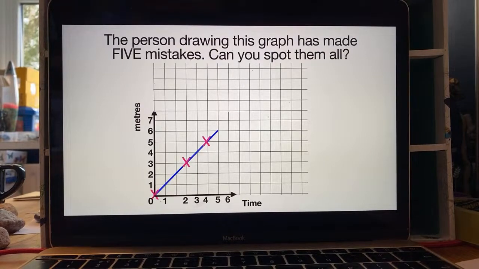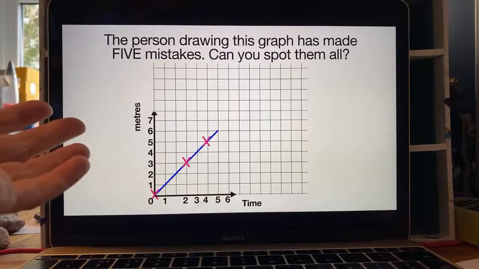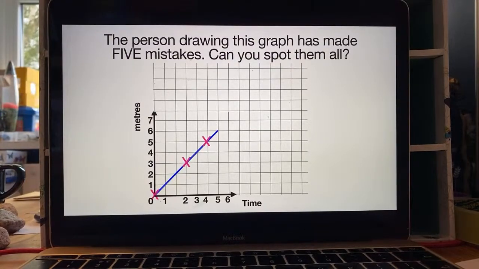A foolish IGCSE student has drawn this graph, but they've made 5 mistakes. Can you spot them all? So you've got 2 axes, one that says meters, the y-axis says meters, and the x-axis says time. The y-axis is labelled 0, 1, 2, 3, 4, 5, 6, 7, and 1 square is one number. And the x-axis is labelled 0, 1, and then there's a square gap, and it says 2, 3, 4, 5, 6. You've got 3 points on there, joined up in a straight line. The graph's taking up about a quarter of the graph paper available.